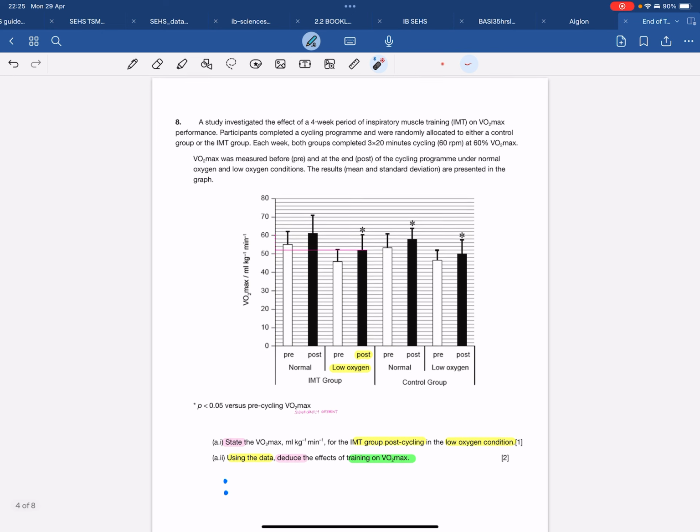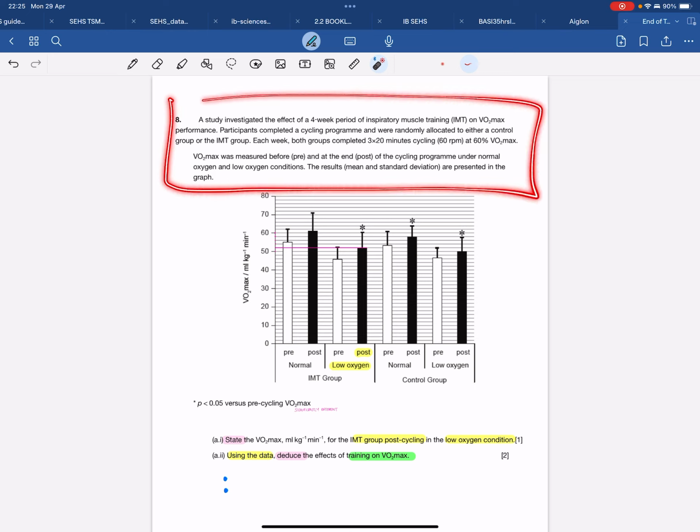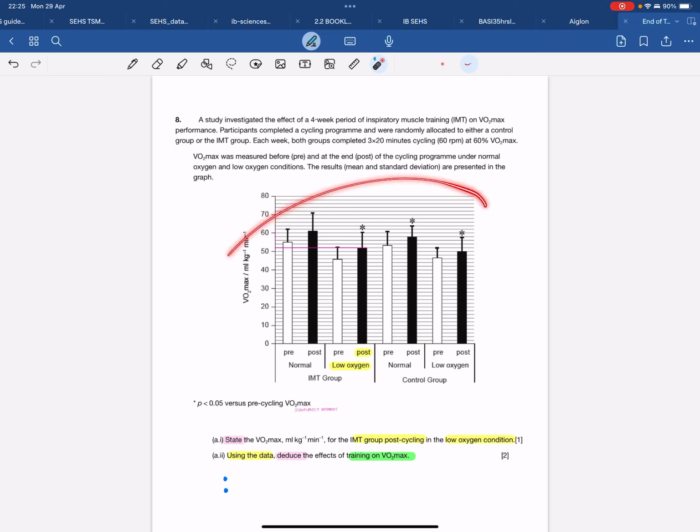All right, question 8. This threw a lot of you because we haven't done that many database questions in a formal sense, but we're going to have to do more in year 13 and there will be some in the year 12 end of year exam. So let's have a look. First of all, read the blurb. The blurb is there to tell you what is going on in the graph.